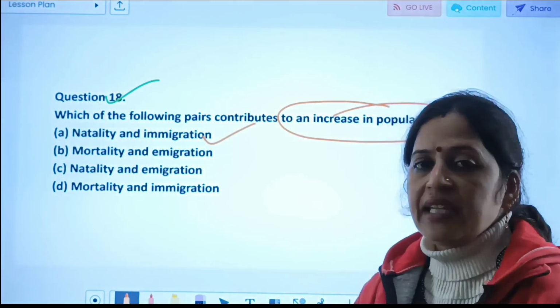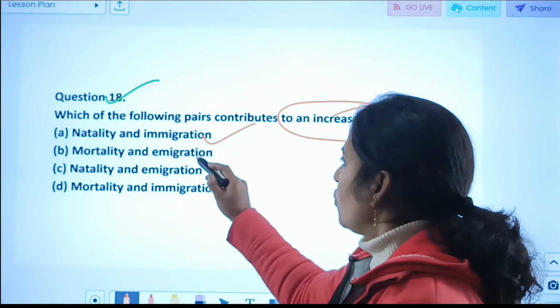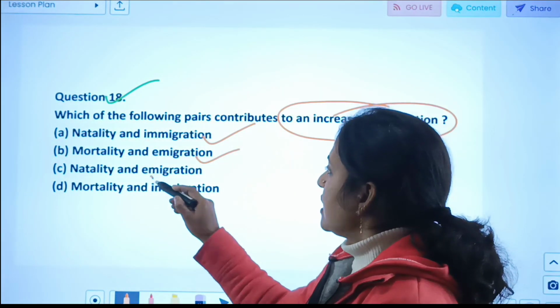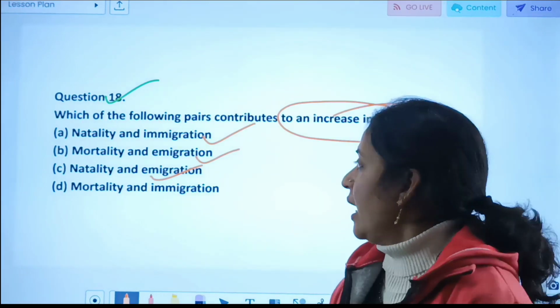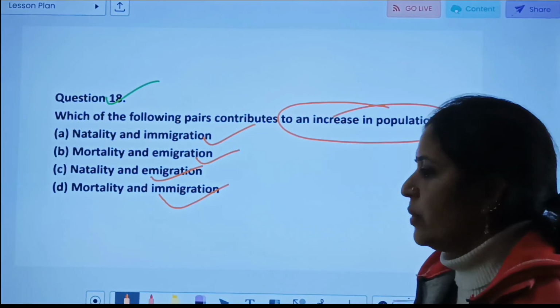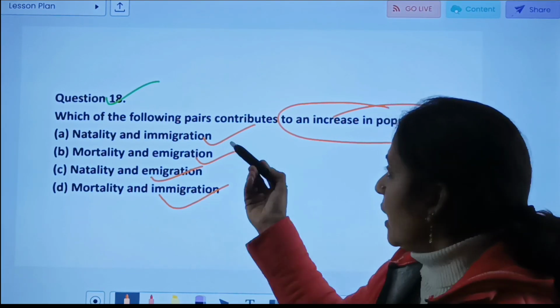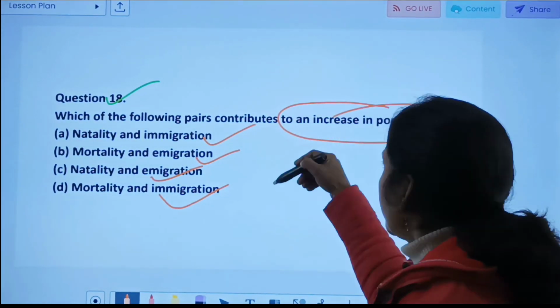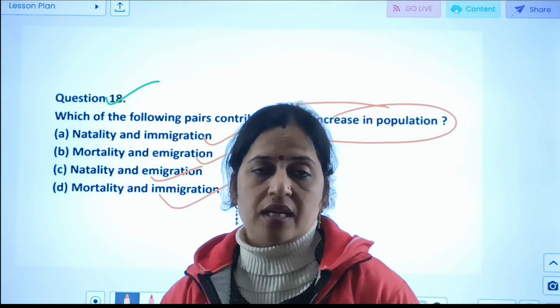Option 1 is natality and immigration. Second one is mortality and immigration. Third one is natality and immigration, and the last one is mortality and immigration, and it is your question number 18. आपको ये बताना है कि इनमें से कौन से ऐसे पेयर्स हैं जो कि क्या कर रहे हैं, वो कंट्रीब्यूट कर रहे हैं पॉपुलेशन को इंक्रीज करने में.